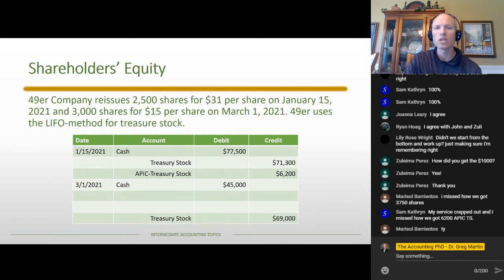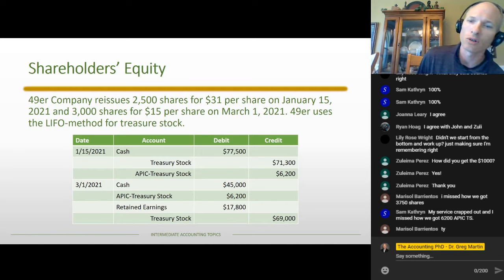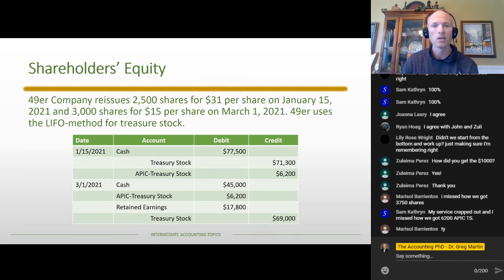And then when we go to reissue shares, any subsequent reissuances, whenever we have a difference between the cash and the treasury stock, in this case, if the cash is less, we think of that as a distribution. And so when you have a distribution, the first thing that you distribute is APIC treasury stock. And then anything above APIC treasury stock, once APIC treasury stock is exhausted, then distributions come out of retained earnings. And so that's why the 6,200, hopefully that explains where we got it in the first place, and also explains why that's going to be a debit in the second journal entry.